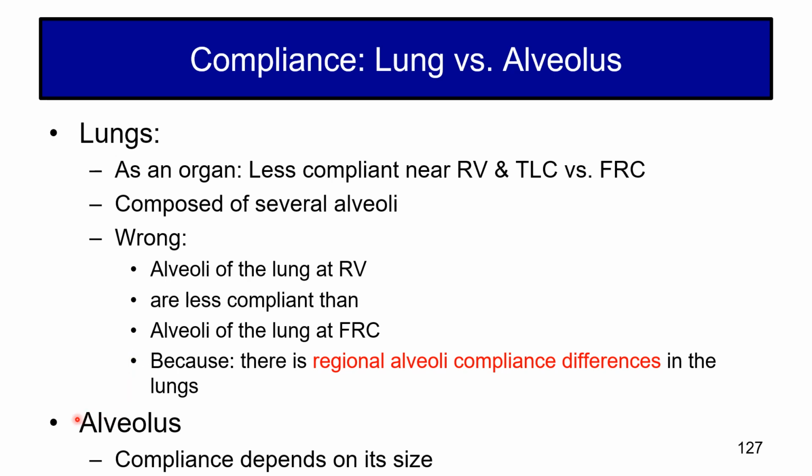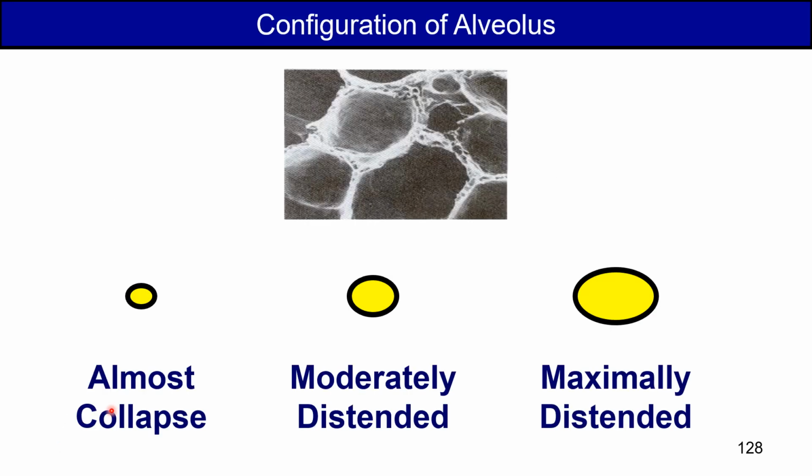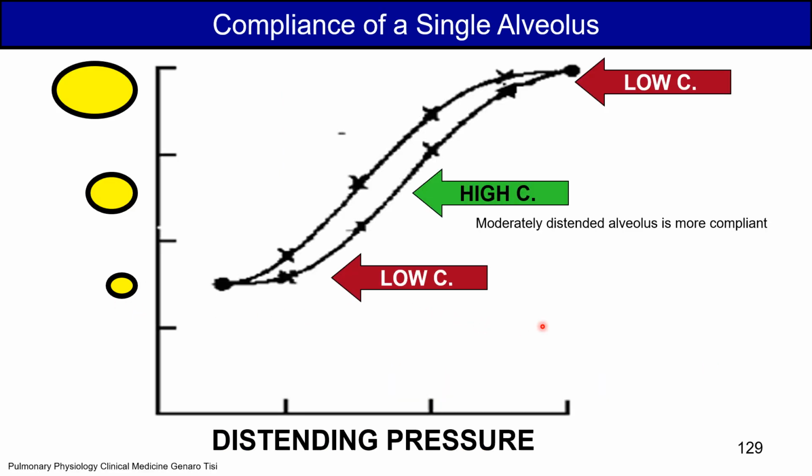What will determine the compliance of the alveolus is its size. The alveolus size may vary from almost collapsed, moderately distended, or maximally distended. If we try to determine the compliance loop on almost collapsed alveoli and inflate it till maximally distended, we're going to have the same compliance loop as that of the lungs. As you can see here, the alveolus is most compliant when it is moderately distended.